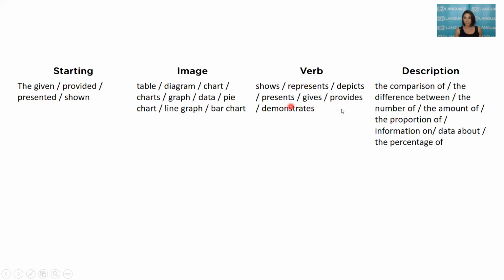You can use these interchangeably, okay? So you can swap and change, but this is basically a good structure and a good template for you to know how to introduce your task. And then what you'll need to do is at the end of that sentence, paraphrase the prompt.